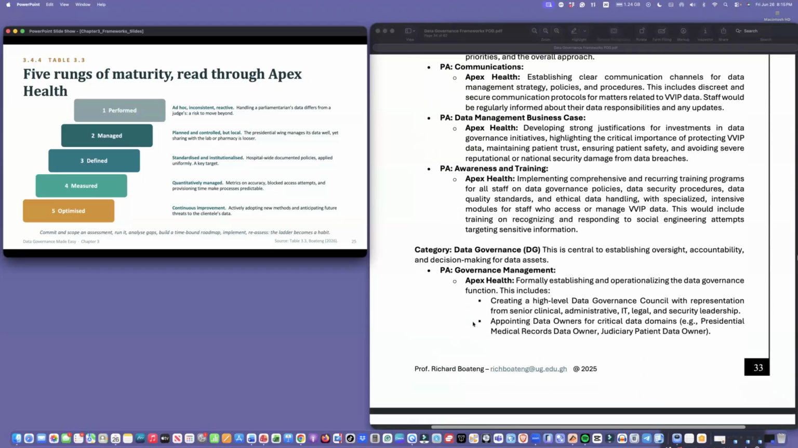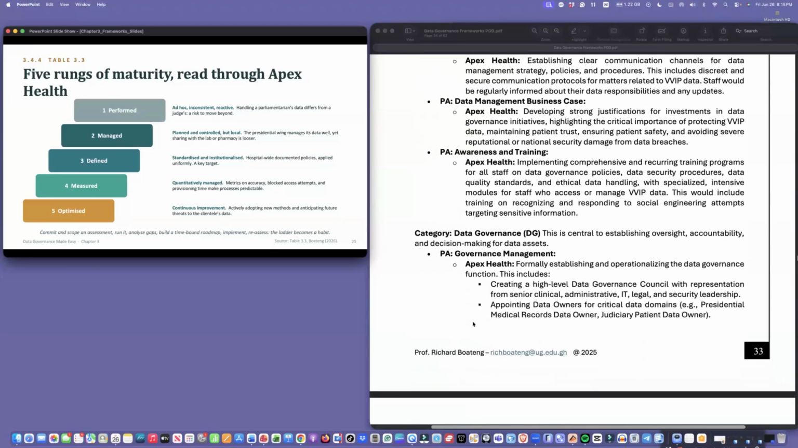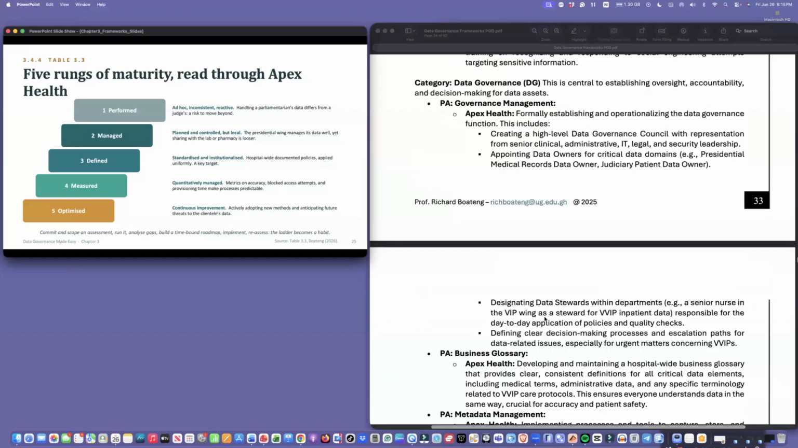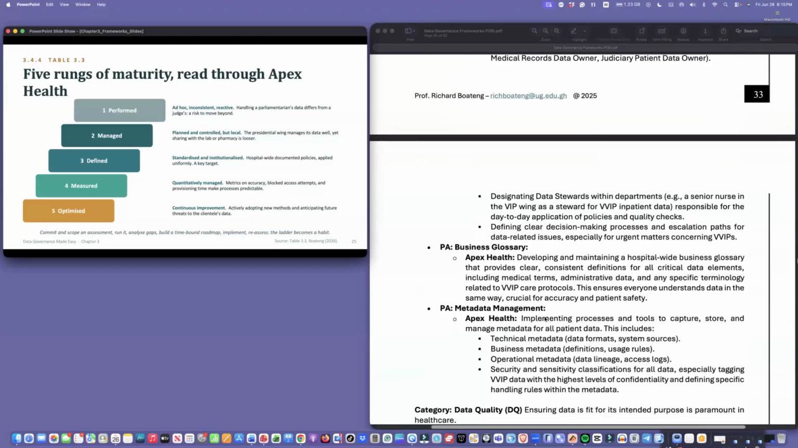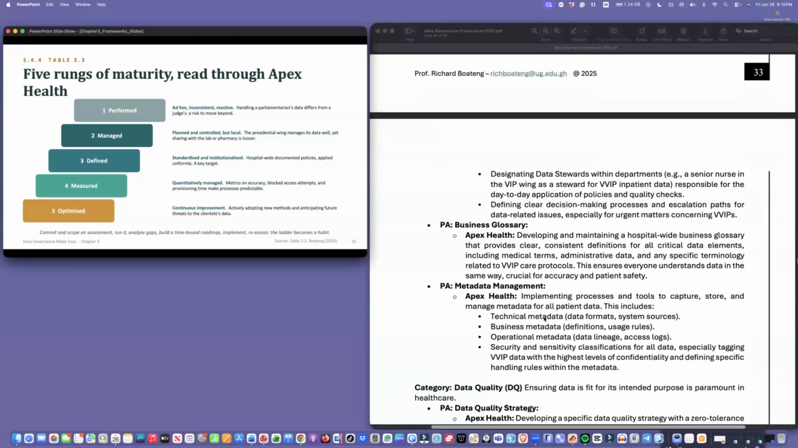Then they have the category for data governance. That means creating the data governance reporting mechanism, the governance council, appointing the data owner and the data steward, then having clear rights for each of them and paths for operations. Then the business glossary, understanding the terminologies that we use concerning data across the whole organization. Then metadata management, implementing processes and tools to capture, store and manage metadata for all the patient data, including the technical metadata, the data formats and system sources.